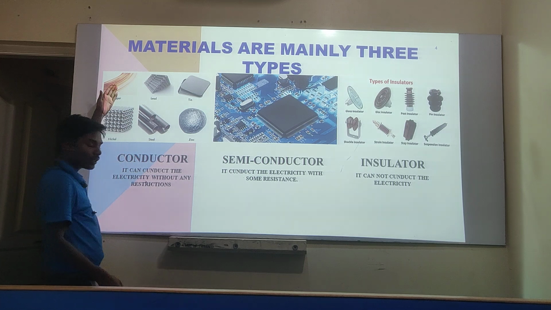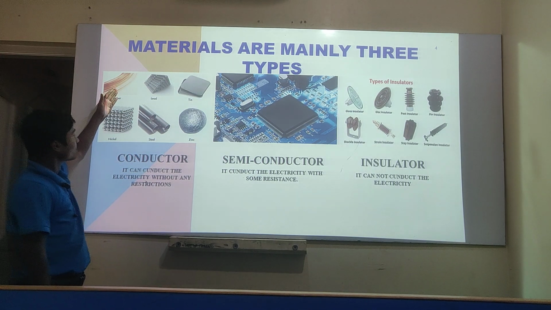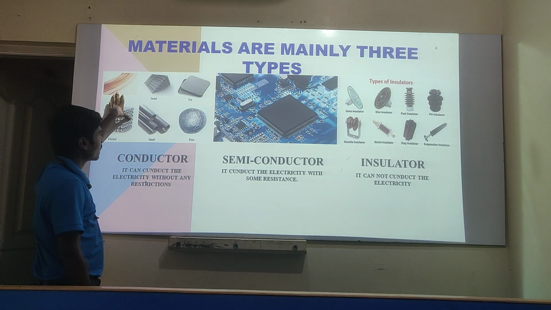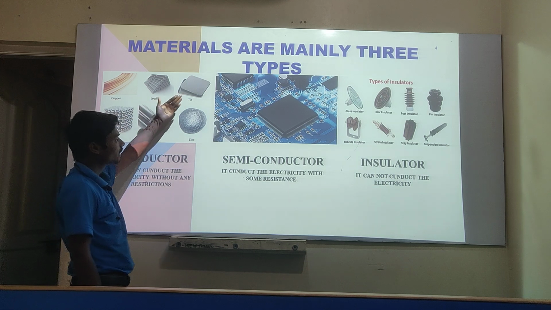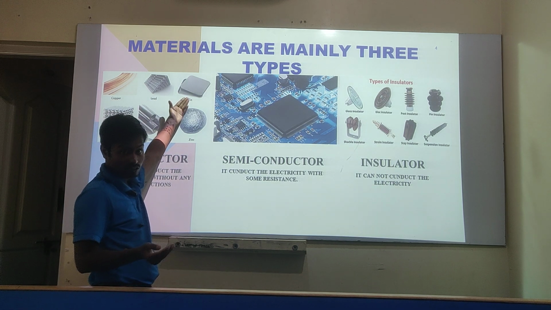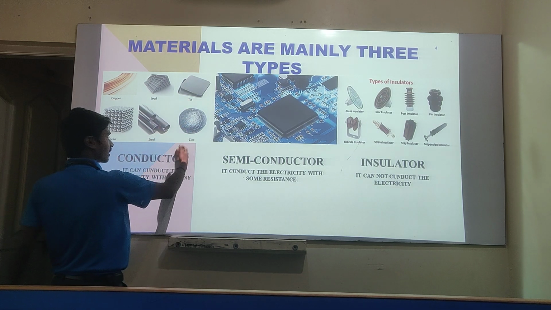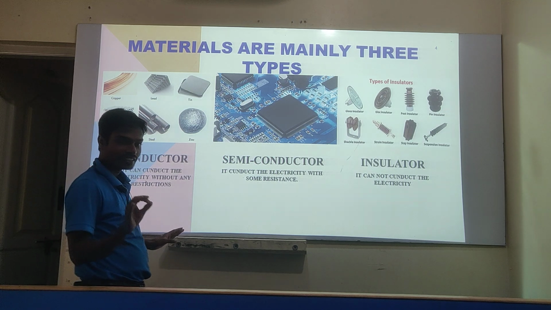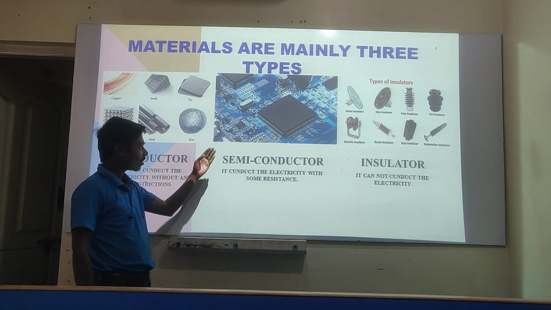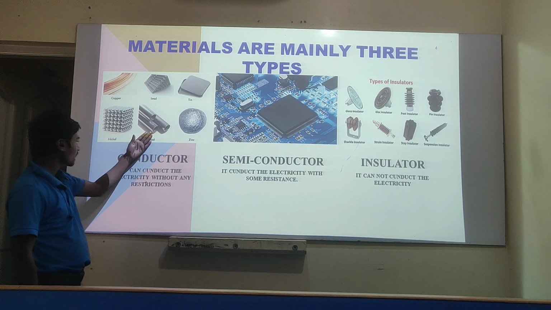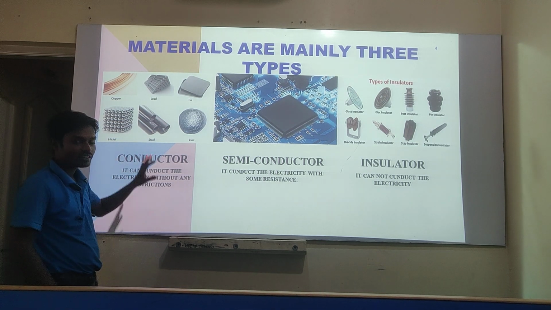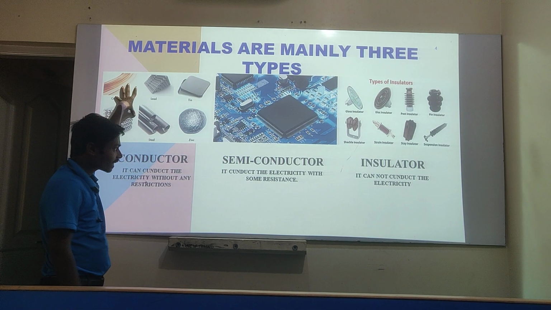Like these all are conductors. Usually these all will be metals. Here you can see copper. Copper is a conductor. Lead is a conductor. Tin is also a metal. It is also a conductor. Zinc, in all the batteries, zinc will be there. Those all are conductors. Steel is a conductor. Nickel is a conductor. All these metals are conductors.